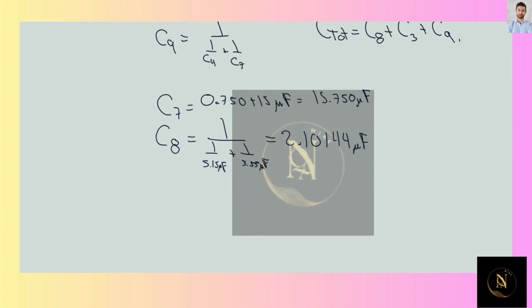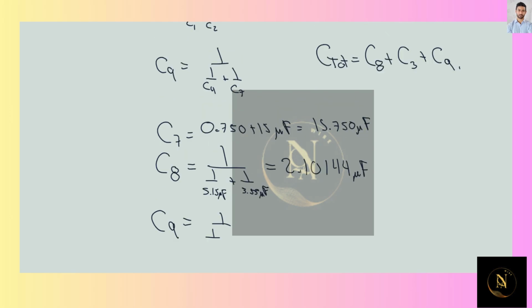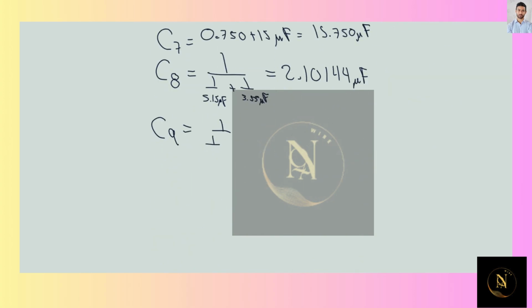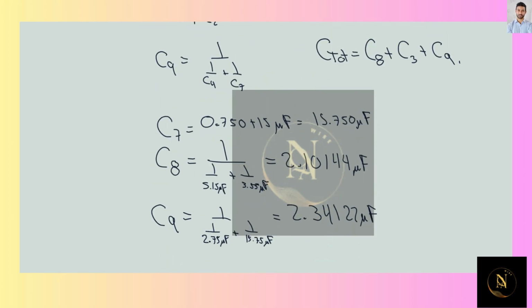Okay? And finally, C9 is going to be 1 over C4, which was 2.75 microfarads, plus 1 over C7, which is 15.75 microfarads, giving us 2.34122 microfarads. So with this, we can calculate the final result.